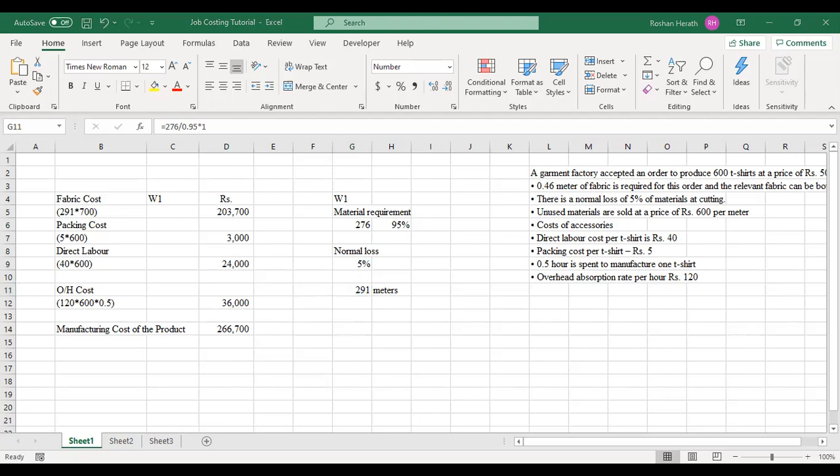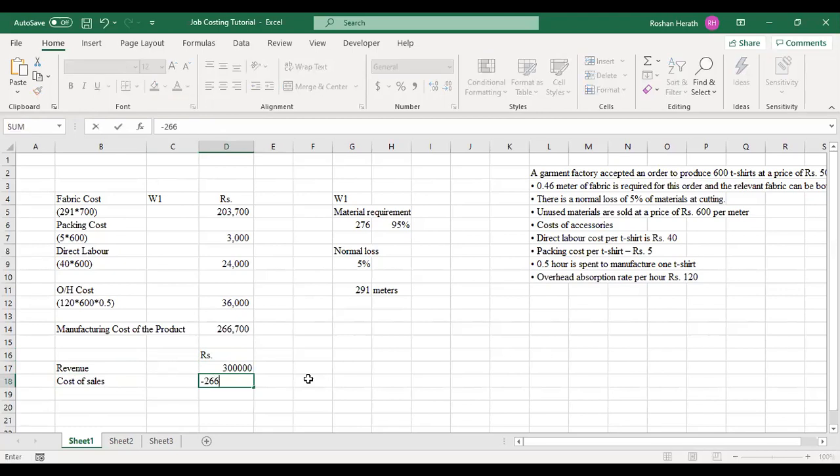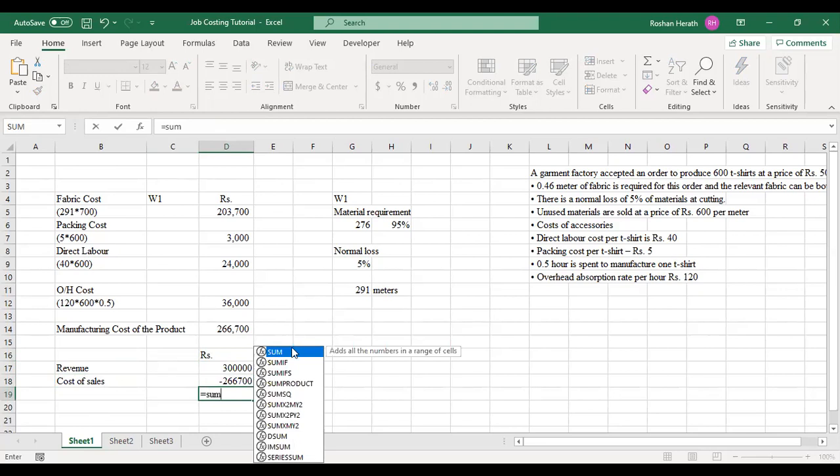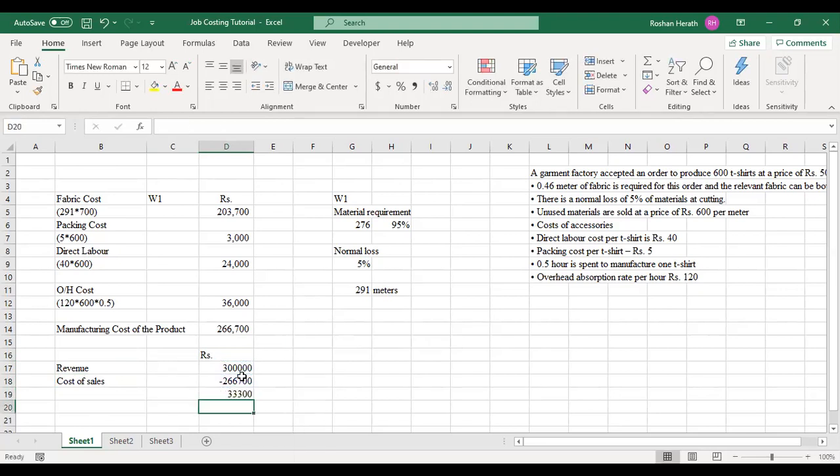Then if you look at the second requirement, it says to calculate the profit or loss arising from this job. In order to do that, you can take the sales revenue. How much is that? The revenue is going to be, you can sell these 600 t-shirts at 500 each, 300,000. Then what is the cost of sales? The cost of sales is 266,700. Consequently, there's a gross profit.